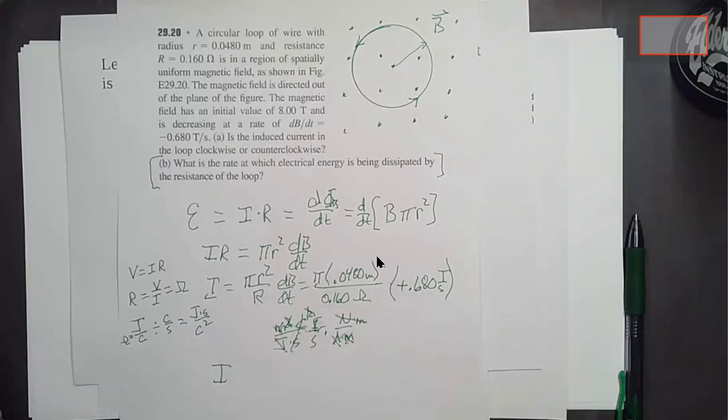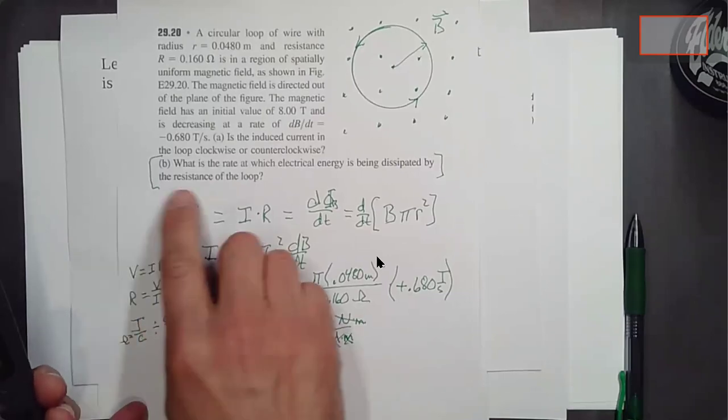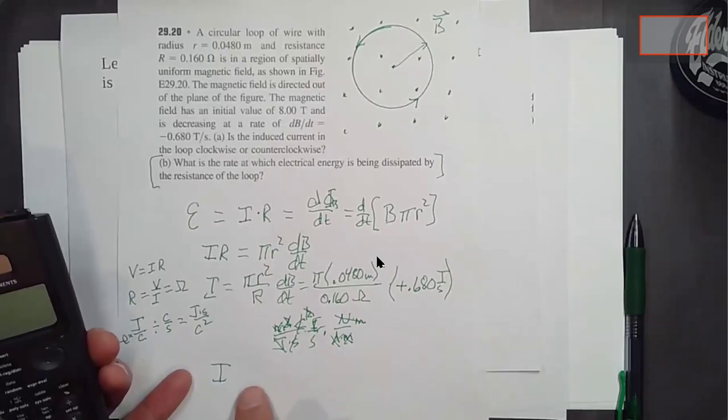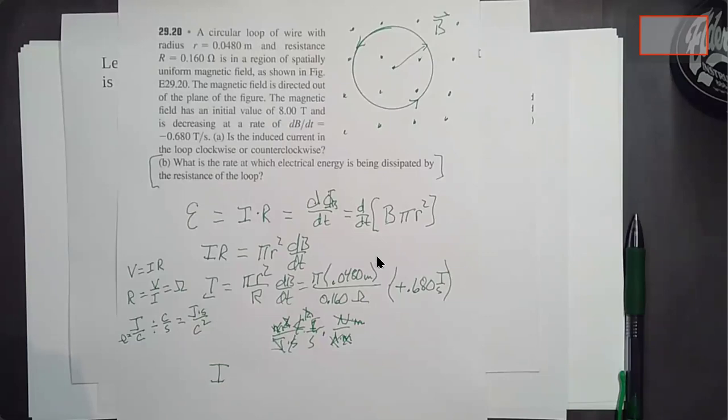So now we can just plug in the numbers. Oh, it's asking the rate at which electrical energy is being dissipated by the resistance of the loop. And once I figure out the current, I'll show you an expression for that. But I'll just have pi times 0.0480 squared times 0.680 divided by 0.160. And I forgot to turn on my calculator. Try this again.